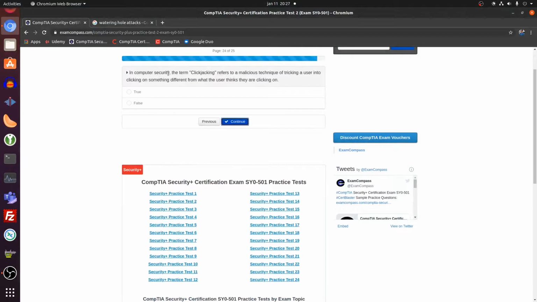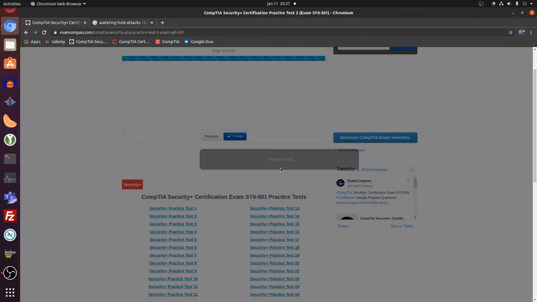In computer security, the term clickjacking refers to a malicious technique of tricking a user into clicking onto something different from what the user thinks they are clicking on. Clickjacking. I think that's true. In that way, you click on something, but you should always look at the URL at the left, here below, to see what kind of URL you go into. But in this way, you click on something and you go to a malicious website. So I think it's true.